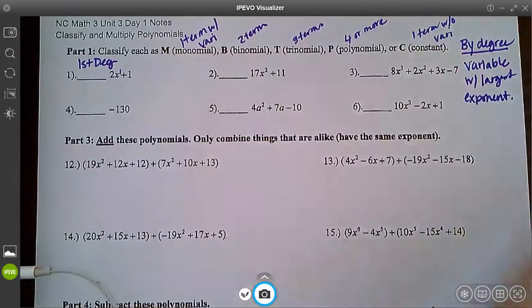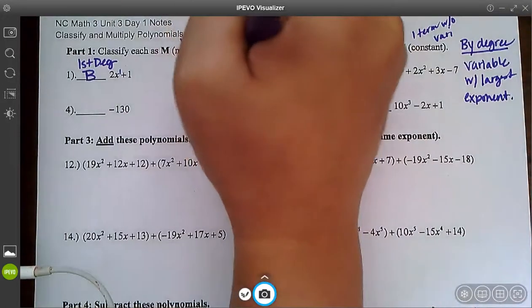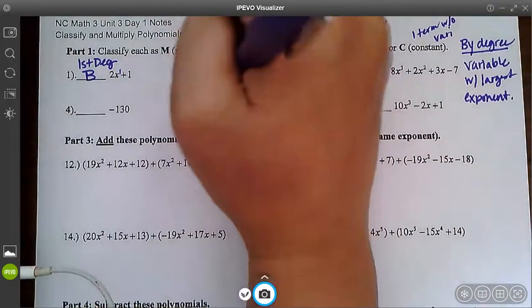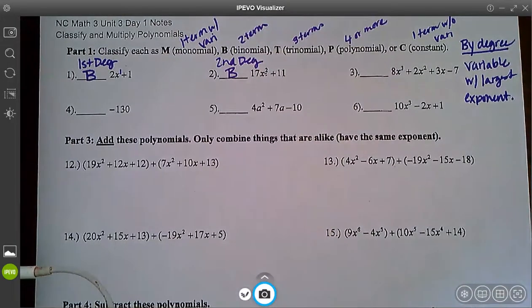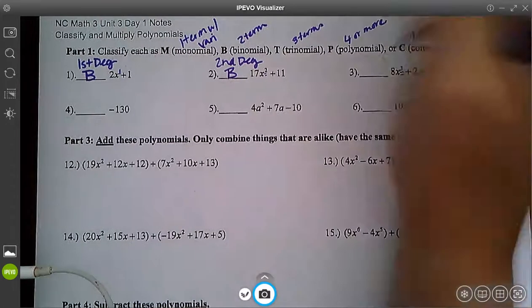And this is a binomial because it has 2 terms. Number 2, this one highest power is 2. So we have a second degree. Again, a binomial because it has 2 terms. Third, we have a third degree. And this one has 4 terms. So this is a polynomial.